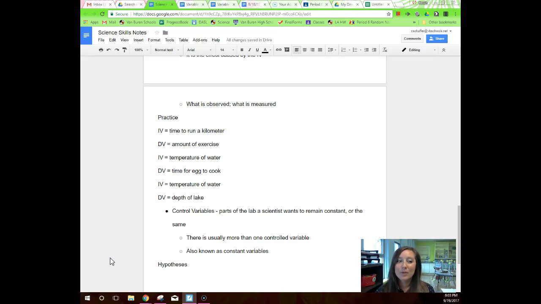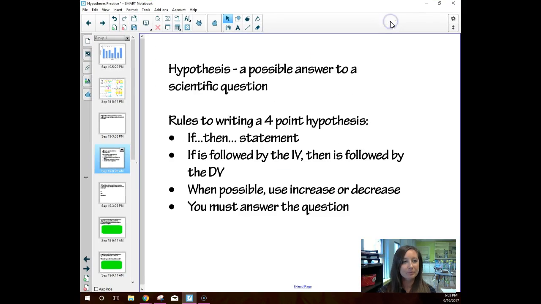Hi, sixth grade. Today we are going to be talking about hypotheses. So today's topic really comes about because of us doing lab reports. And we talked about how the first section always on a lab report is a question. So our job as a scientist when we have a question is to answer it. And so a hypothesis is really a special answer. It's a possible answer to a scientific question.